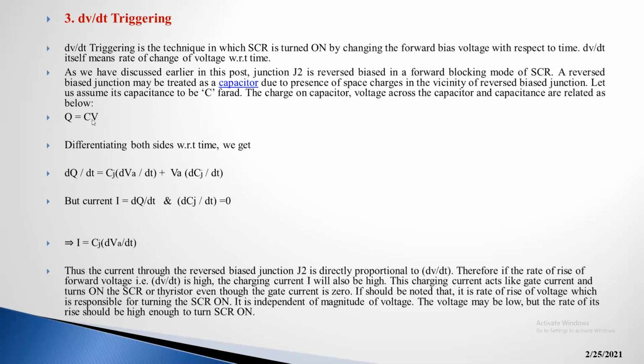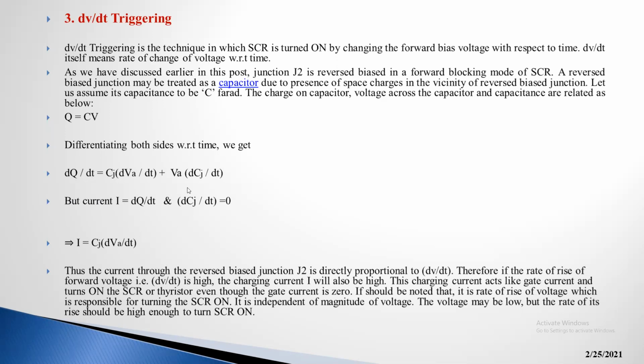Applying the UV formula, we get Cj into dVa by dt plus Va into dCj by dt. Here, we are differentiating this equation and applying the UV formula: U into d by dt of V plus V into d by dt of U. This is the formula. Here dq by dt is nothing but the current.